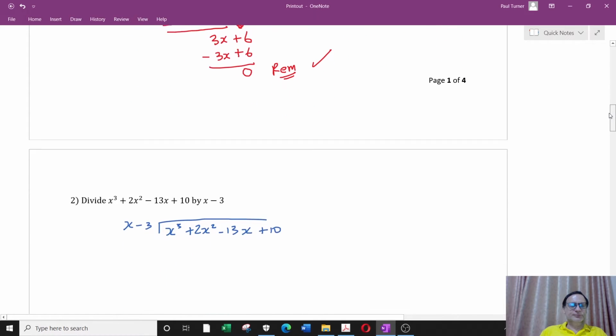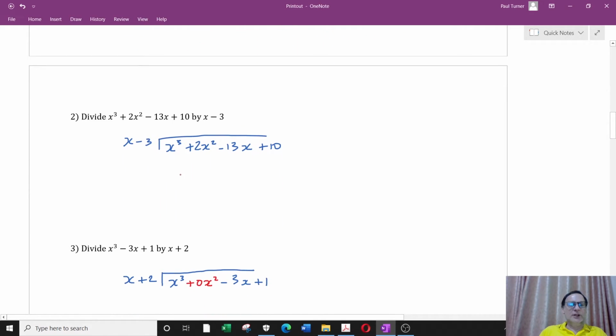So let's do some more. How about this one? Now we have a cubic polynomial, and we've got an x cubed here. So we want to create an x cubed here, because when we subtract, we want to have 0 here. So what times x gives x cubed? That must be x squared. X squared times x is x cubed. X squared times minus 3 is minus 3x squared. Okay? So x cubed minus x cubed is 0. Good. 2x squared minus negative 3x squared. 2 minus negative is positive. So this will become 5x squared.